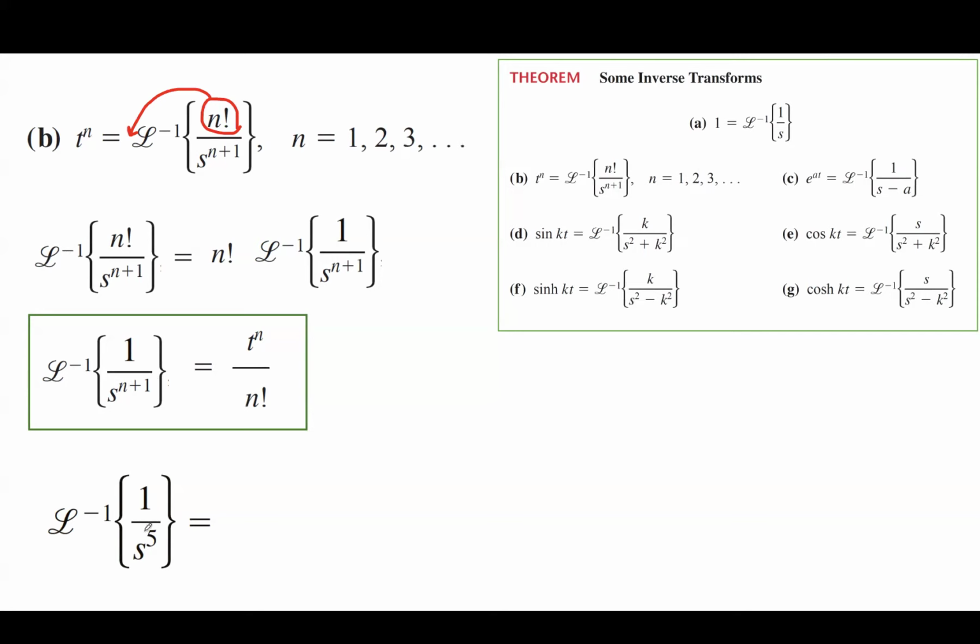So all we need to do is to identify what n is. n plus 1 is equal to 5, so n is equal to 4. So this in turn is equal to t to the power 4 divided by 4 factorial, which is 24.